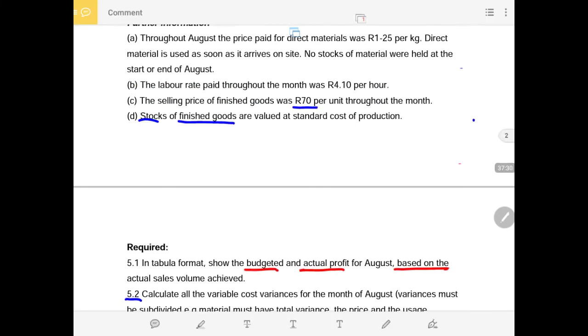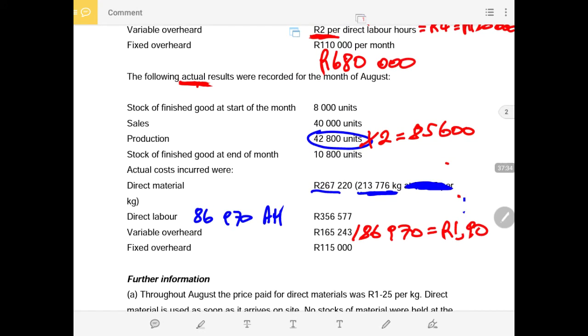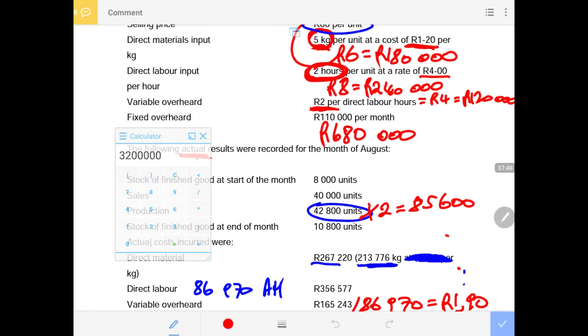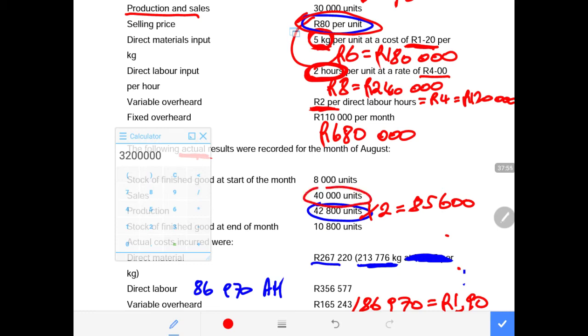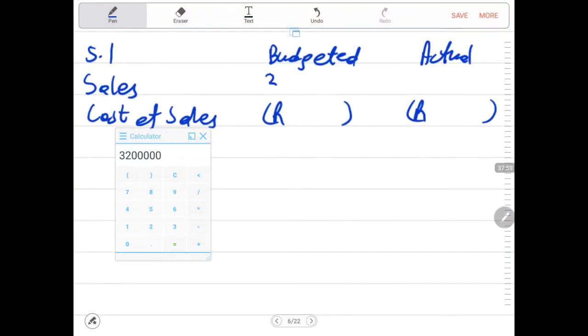Then I will say how many units were sold. We sold a total of 40,000 units. 40,000 units, we need to multiply it by 80 rand because this is our budgeted selling price. Our budgeted selling price remains 80 rand. Although we are basing it on actual sales volume, we still use the budgeted selling price. It gave us 3,200,000 rands.